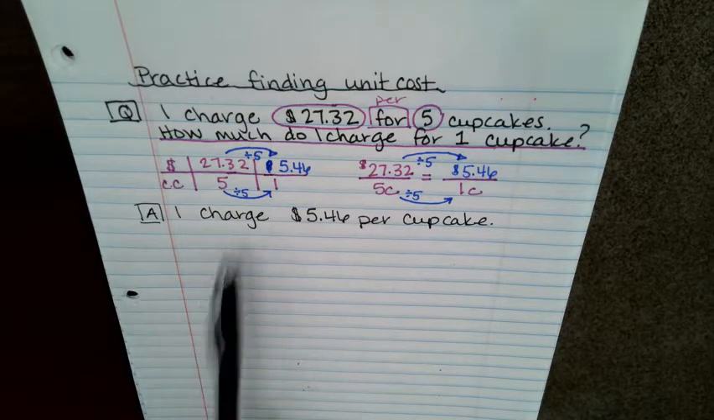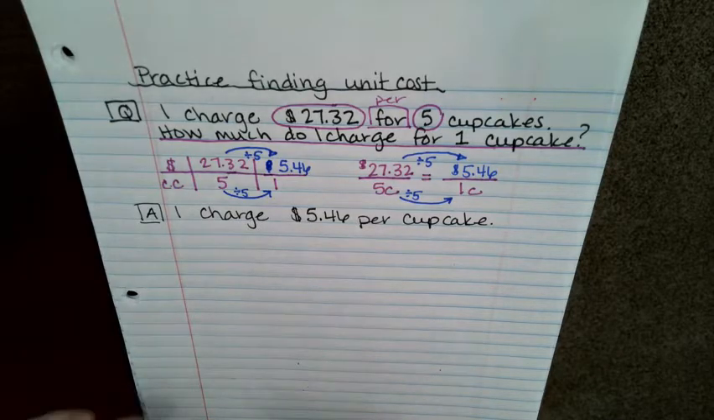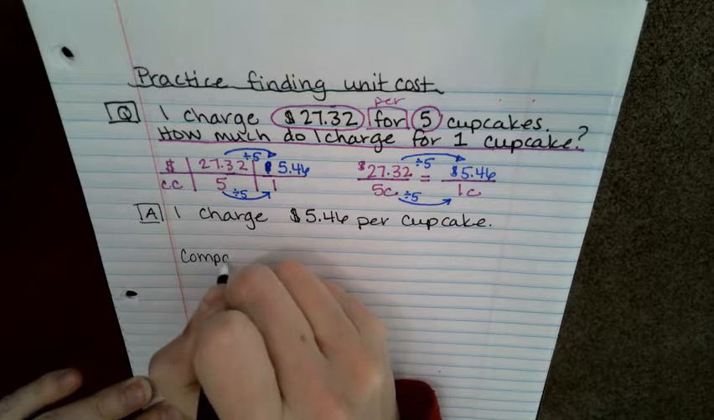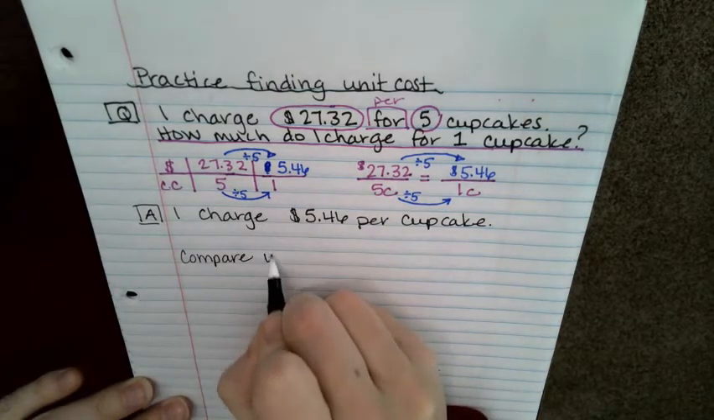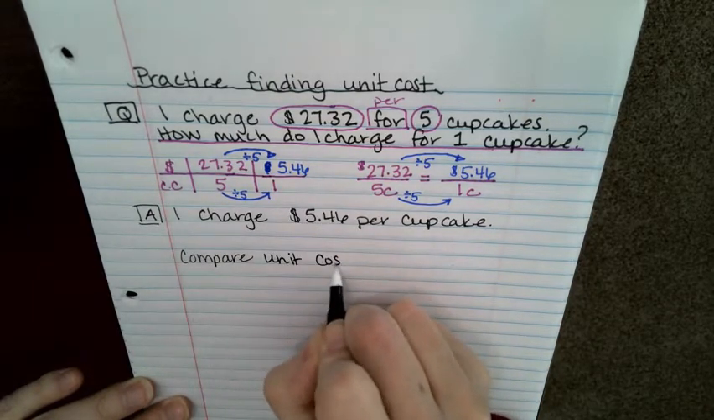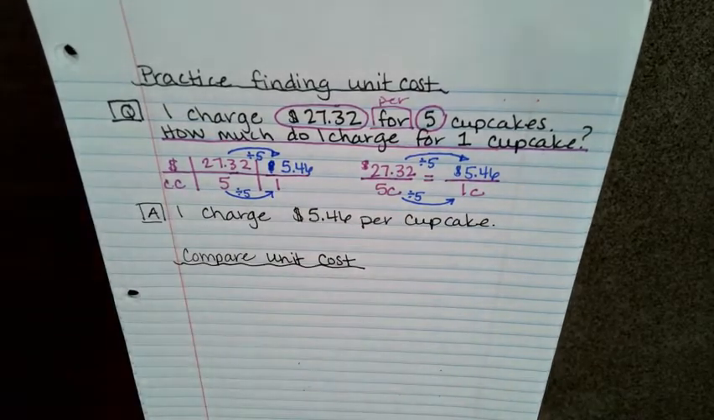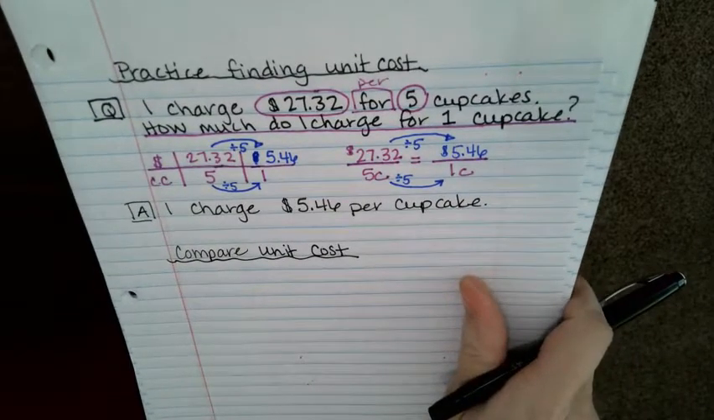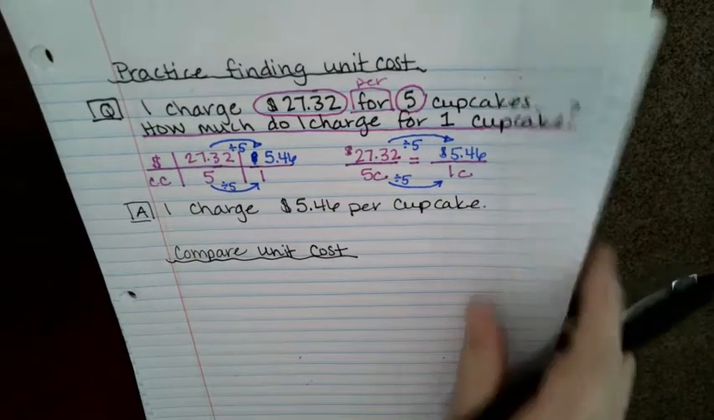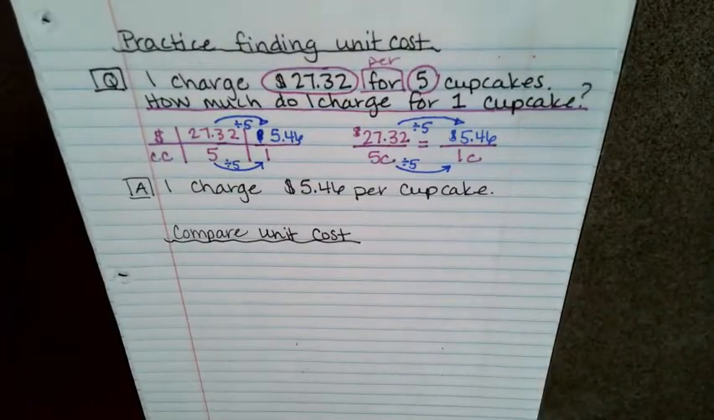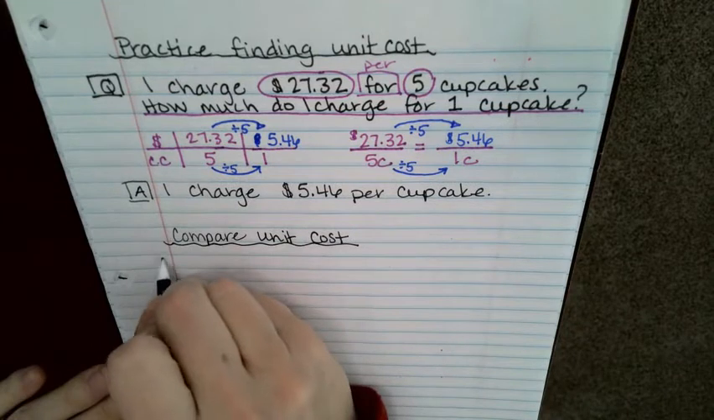Okay, let's do an example where let's compare unit cost. Okay, compare unit cost. Now, whichever unit cost is cheaper is going to be your better buy, right? So when we're talking about comparing unit cost, we're wanting to know what is the better buy. Okay, so here's my question.